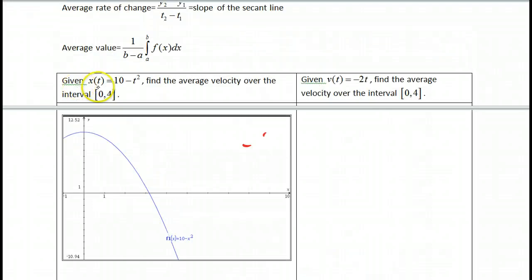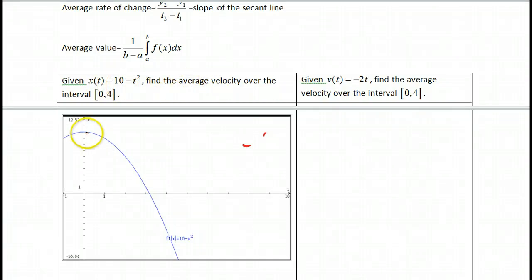So this one gives me a position function, x of t equals 10 minus t squared. I made up a simple one. And then find the average velocity over the interval from 0 to 4. Well, since I have a position function, average velocity is the rate of change of the position function. And it does say average there as well.